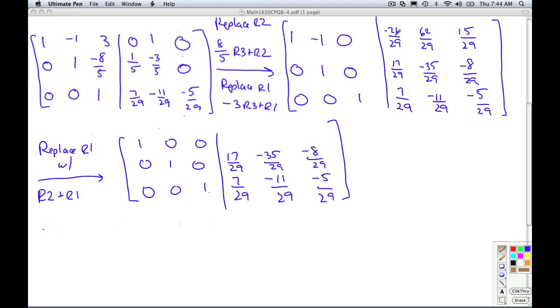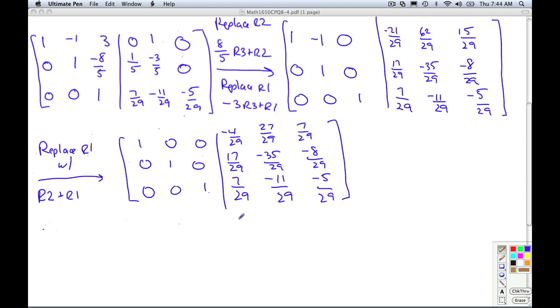17/29 plus negative 21/29 is negative 4/29. Negative 35/29 plus 62/29. Well, 62 minus 30 is 32. 32 minus 5 is 27. So it's 27/29. And negative 8/29 plus 15/29 is 7/29.